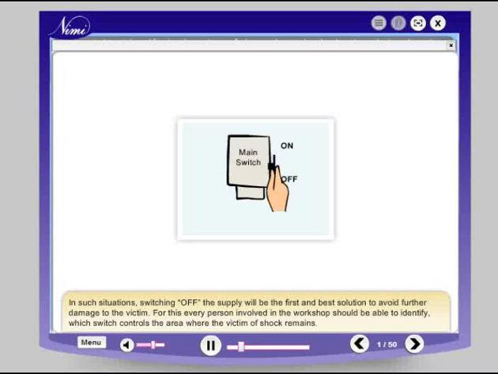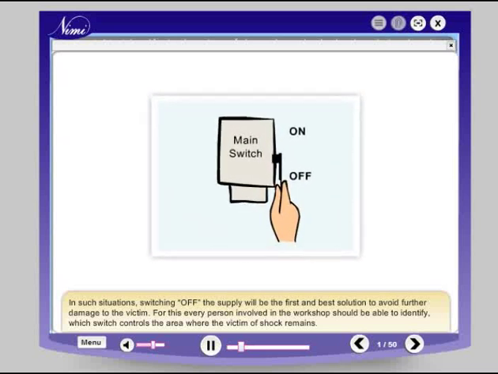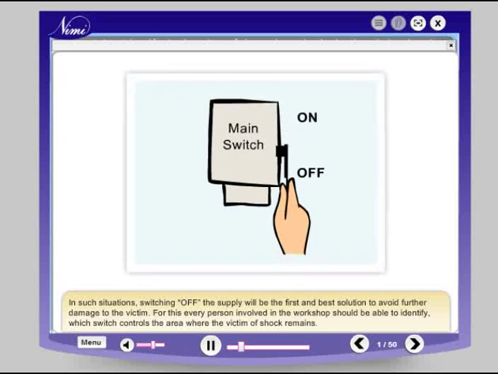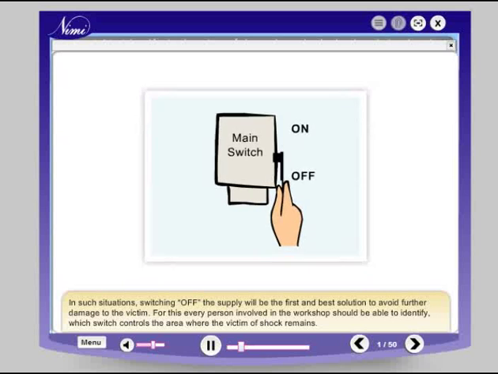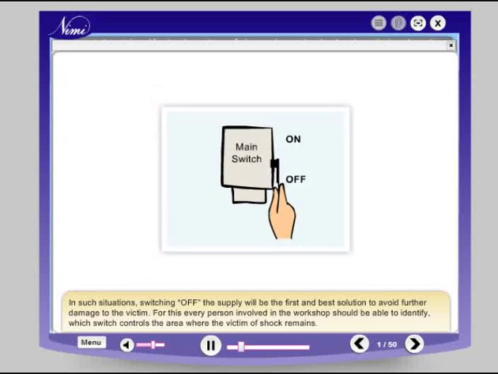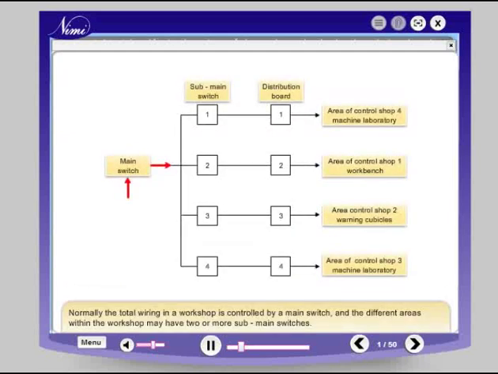victim. For this, every person involved in the workshop should be able to identify which switch controls the area where the victim of shock remains. Normally, the total wiring in a workshop is controlled by a main switch, and the different areas within the workshop may have 2 or more sub-main switches.